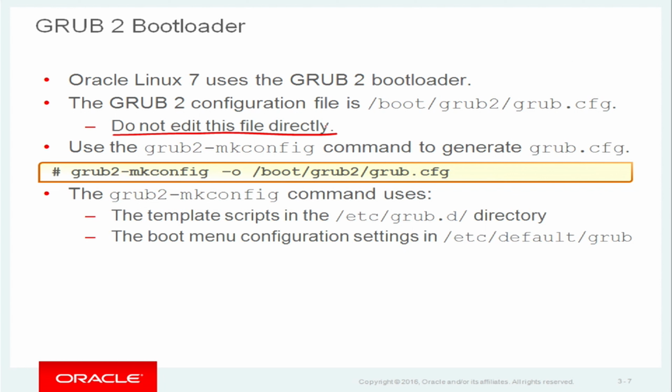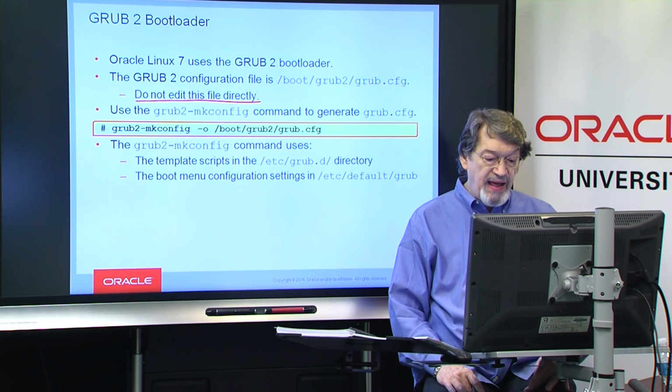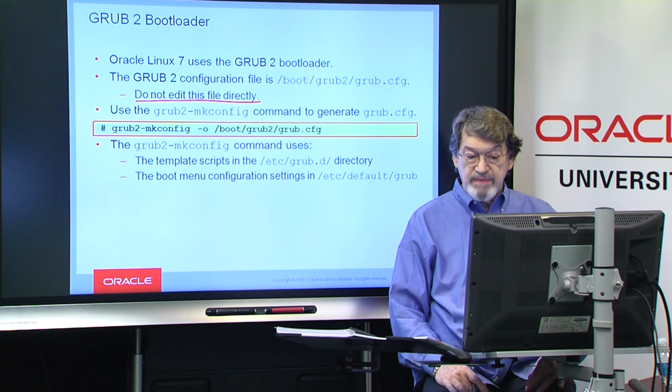Do not edit this file directly, all right? What we want to do is take the grub2-mkconfig command to generate that file. There will be template files inside of the /etc/grub.d directory, and there's also the /etc/default/grub settings file.